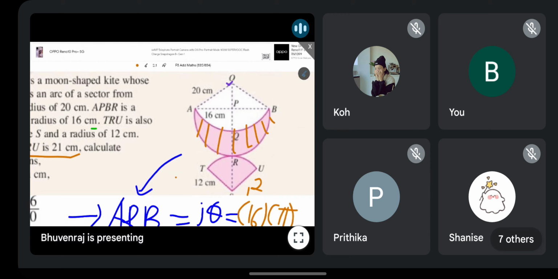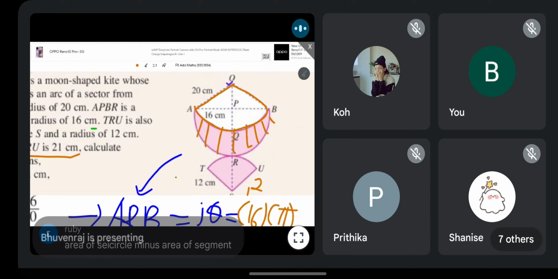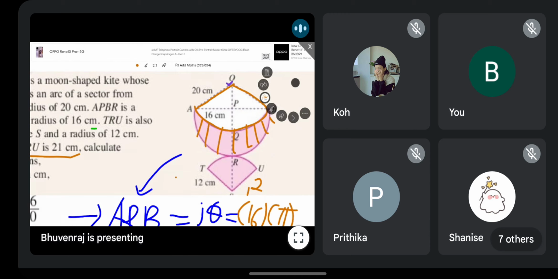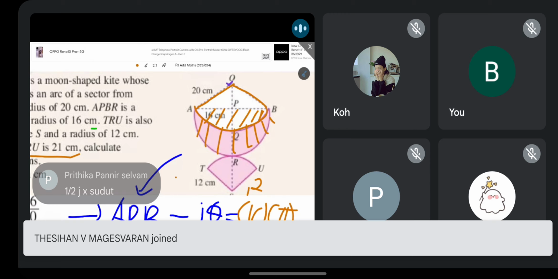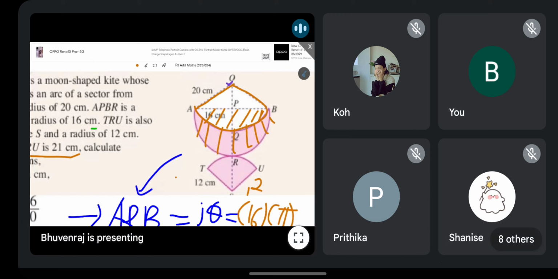Cannot. Because, you see carefully here, this is your sector. And then area of semicircle minus area of segment. Okay, Ruby, your segment, do you mean this one, the APBQ? The one you say minus area of segment? Half r squared, yes, correct. That is the formula, correct.